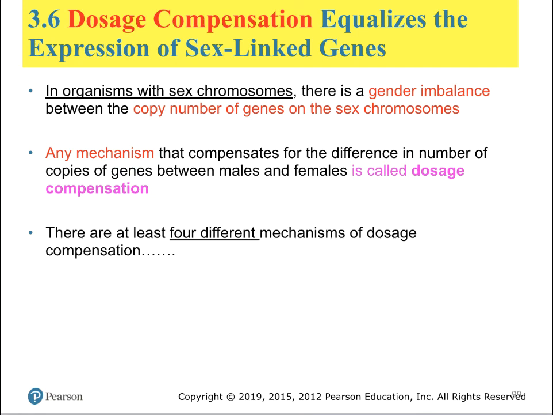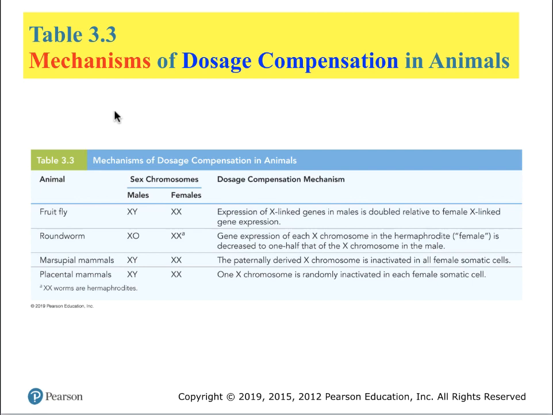So that ratio becomes abnormal. And one solution that nature has is to, very early in development, shut down randomly one of the X chromosomes in that cell. Why? To prevent the ratio from becoming upset, and therefore the biochemical activity within that cell will be out of sync. This compensatory mechanism is known as dosage compensation. So far, 4 different mechanisms have been discovered, which are presented in Table 3.3. Please make yourselves familiar with this.